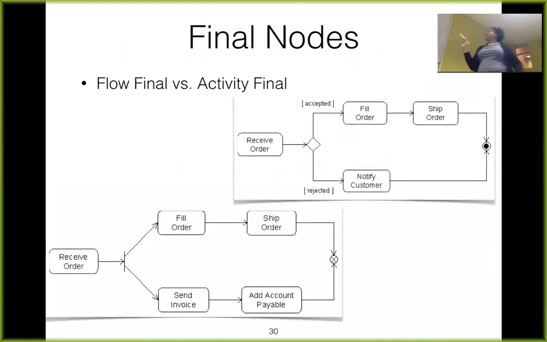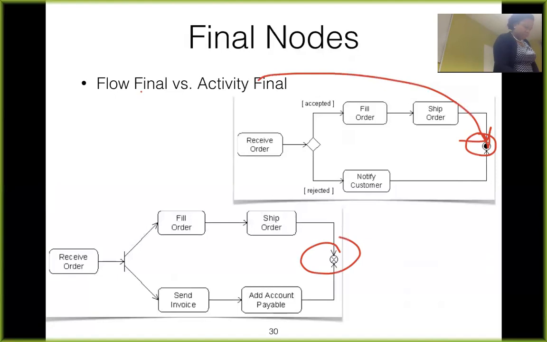Another thing is that there are 2 different kinds of final nodes. There's an activity final node, which is the one that we have seen several times today. This one is the activity final. And this one here is a flow final. And a flow final, this is not a good example to show it. But if, for instance, a common place where you'll see it is if you have a decision.